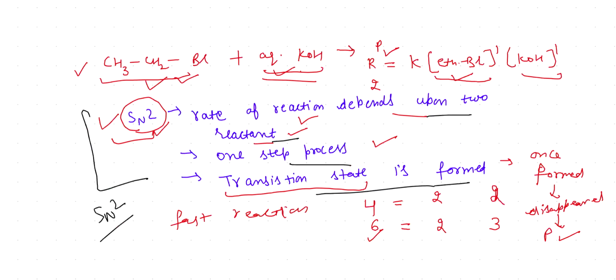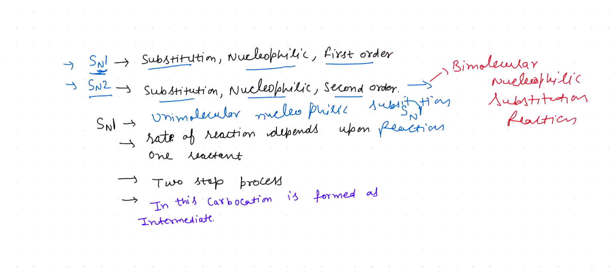So next is the SN1 mechanism. What is happening in the SN1 mechanism? In these reactions, the rate of reaction depends upon only one reactant. It is a 2-step process. In this, the intermediate formed is a carbocation. So here we are using the term intermediate. It is a little bit more stable than the transition state.